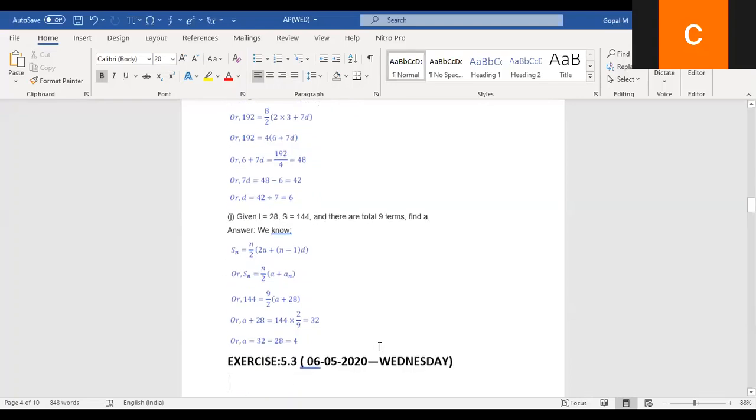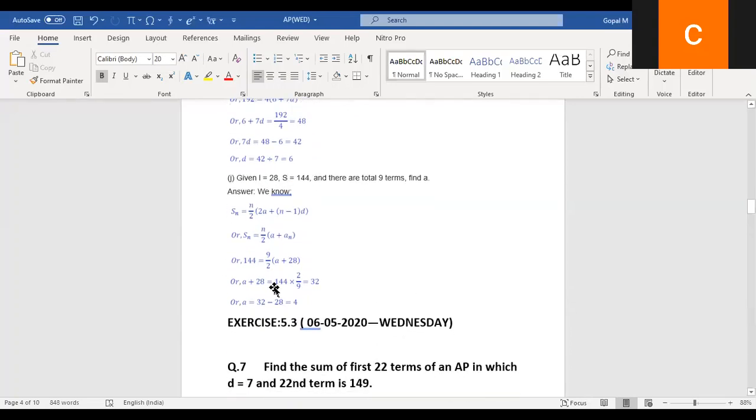Ma'am, A value is 4, ma'am. Ma'am, discussing still homework question only, ma'am. Yes, I'm still discussing the homework question here. So the last question answer is A value 4.